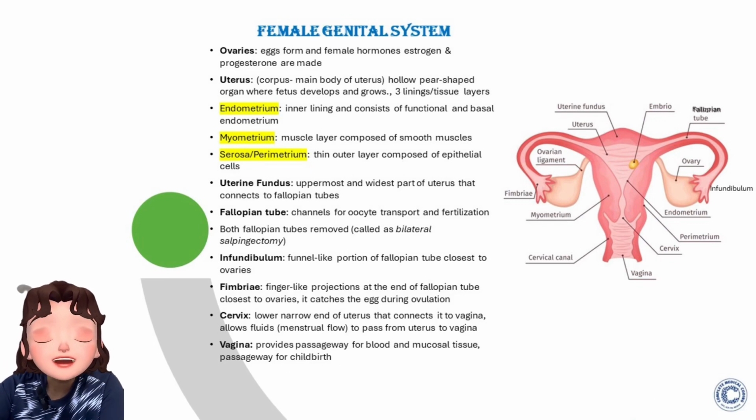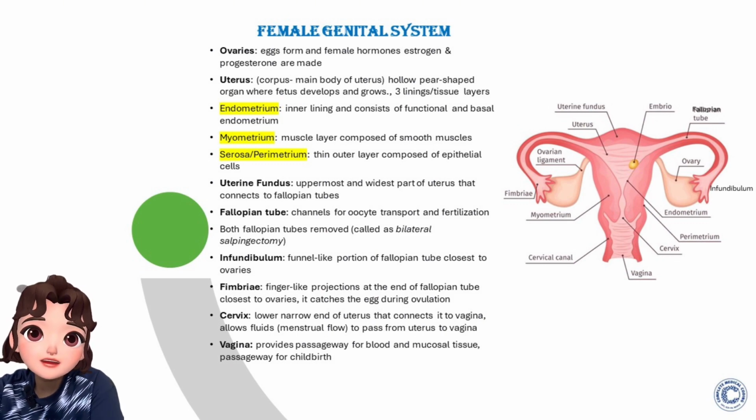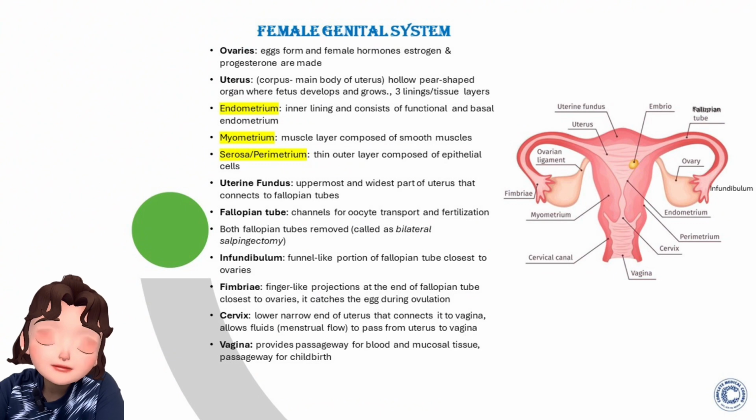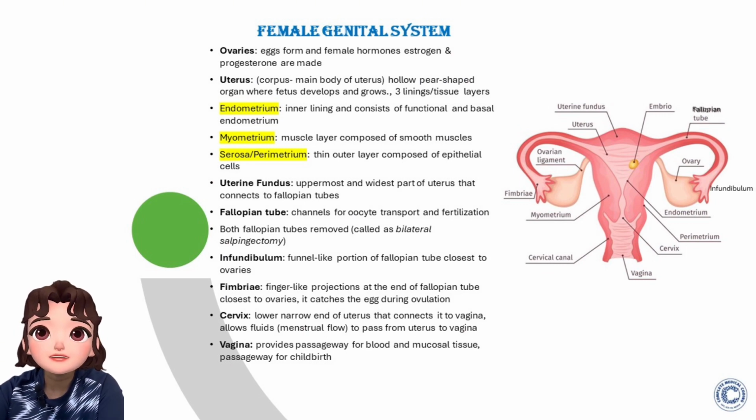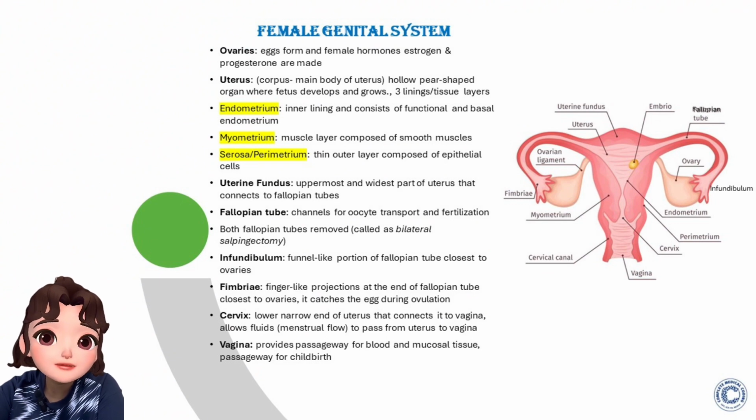Now let's look into female genital system. It consists of ovaries, uterus, uterine fundus, fallopian tubes, infundibulum, fimbriae, etc. So ovaries. Ovaries is the place where eggs form and female hormones like estrogen and progesterone are made. Uterus. The name of main body of uterus is called as corpus. It's a hollow pear-shaped organ where fetus develops and grows. There are three tissue layers of uterus: endometrium, myometrium and perimetrium.